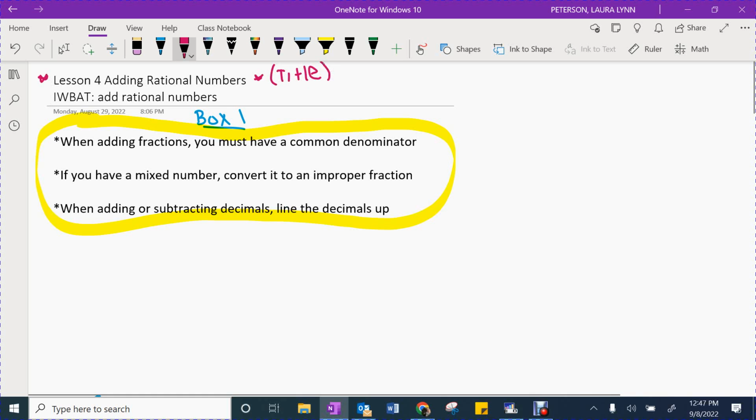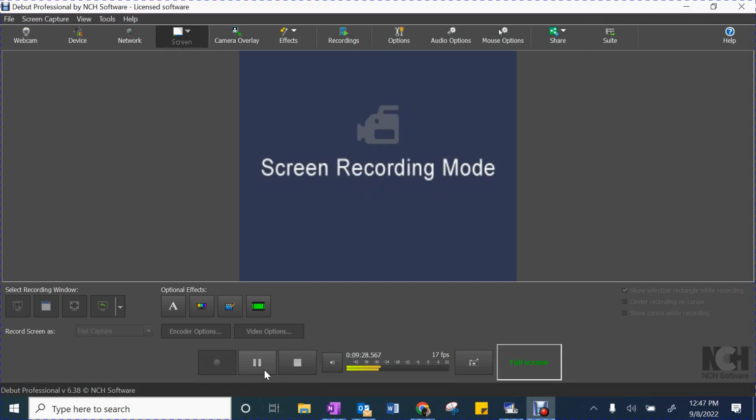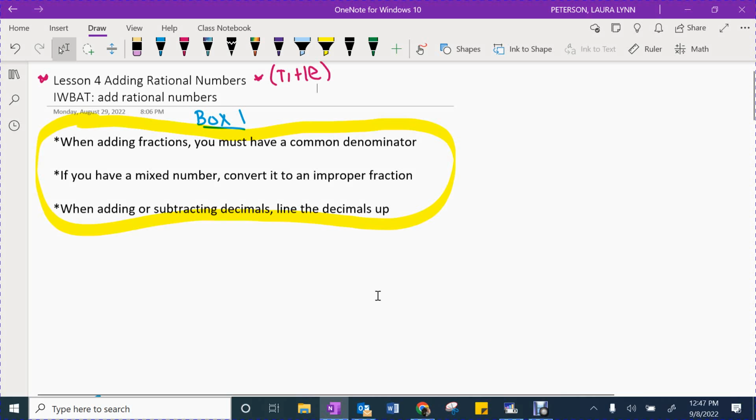You can also see I put box 1 already on our screen. So please pause the video and copy down your title and box 1. Unpause when you are ready to move on. I'm just going to read what you wrote. So in box 1, we just have some starred notes. The first starred note, and actually all 3 of them, are just some reminders of how to work with some different types of numbers.